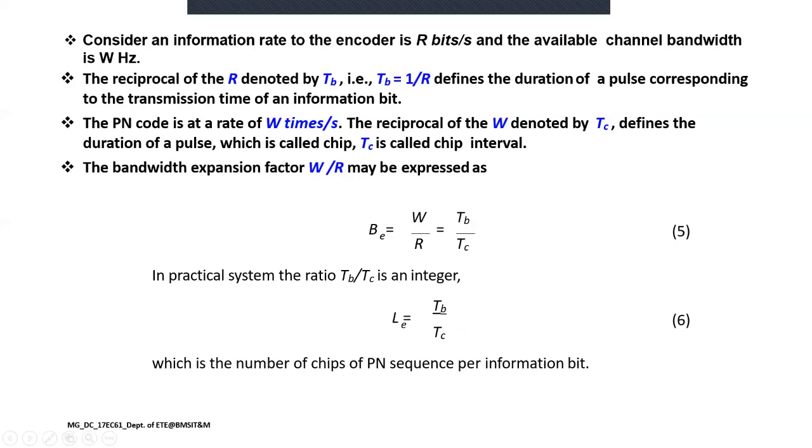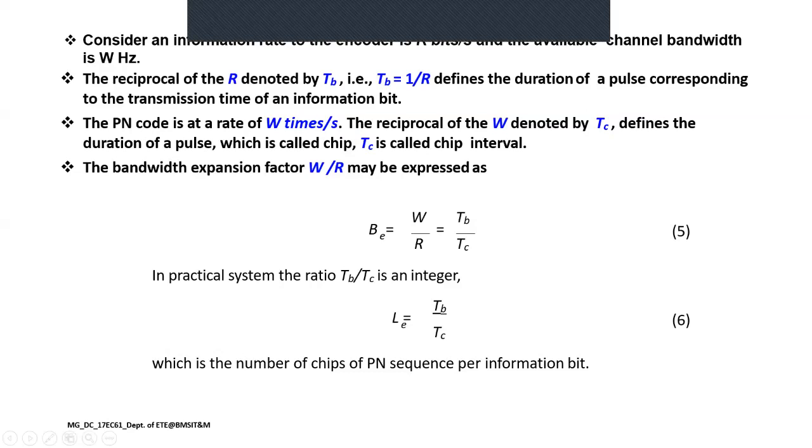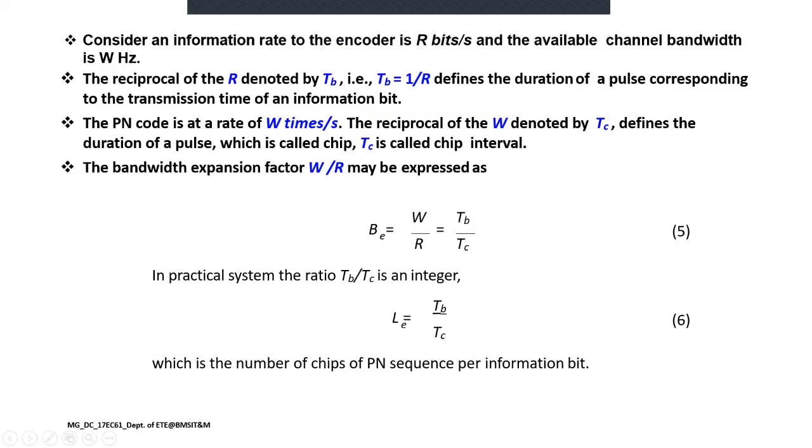And this L suffix E, I can denote again as TB by TC, and this L suffix E is the number of chips of the pseudo-noise sequence per information bit. For each information bit, how many pseudo-noise chips will there be? In the example we have considered, the number of chips will be 8.